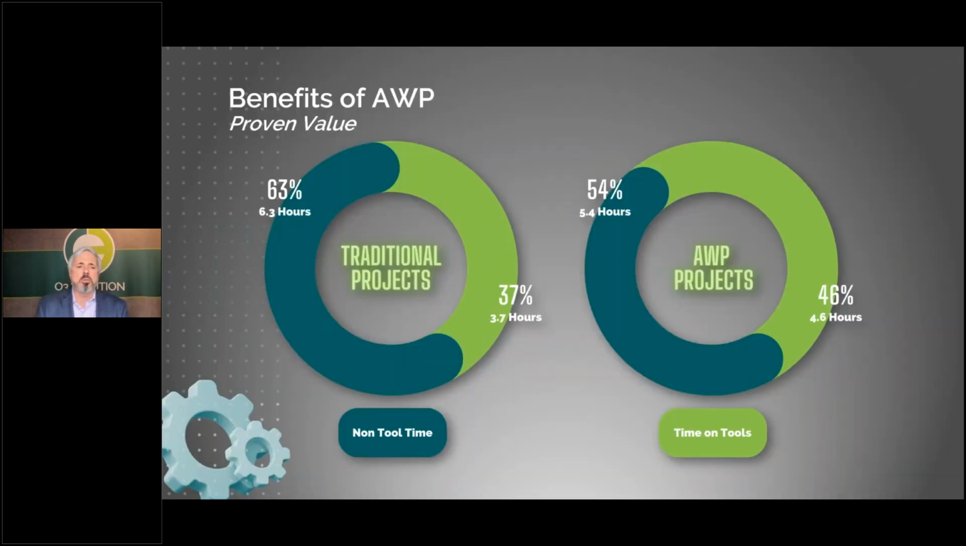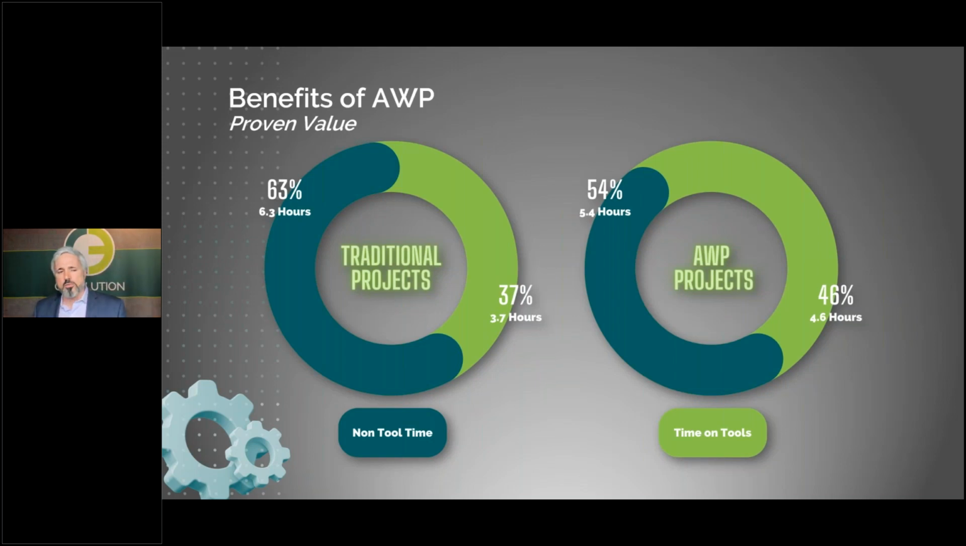Well, the one that people talk about a lot is this increase in tool time. So CII did some studies and found that, on average, it varies on where you are in the world, but in North America, you see about a 37% tool time on a standard project. So on a 10-hour day, 3.7 hours are spent hoods down, welding, time on tools. When you use AWP, you can increase that productivity or time on tools by 25%. And that is something that CII has shown, and then others have evaluated that as well.